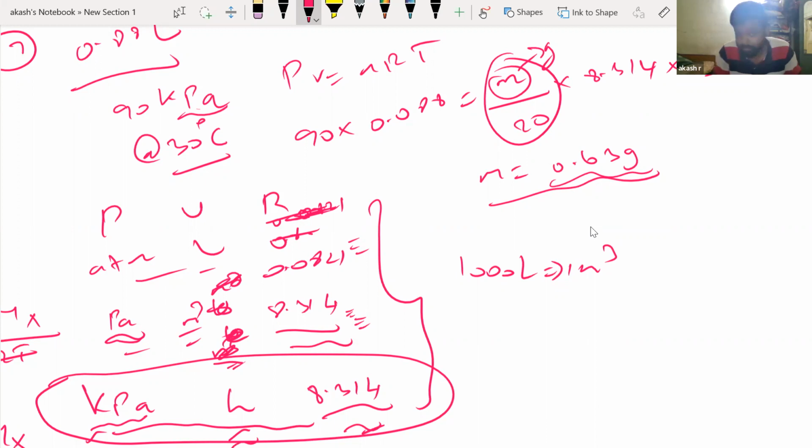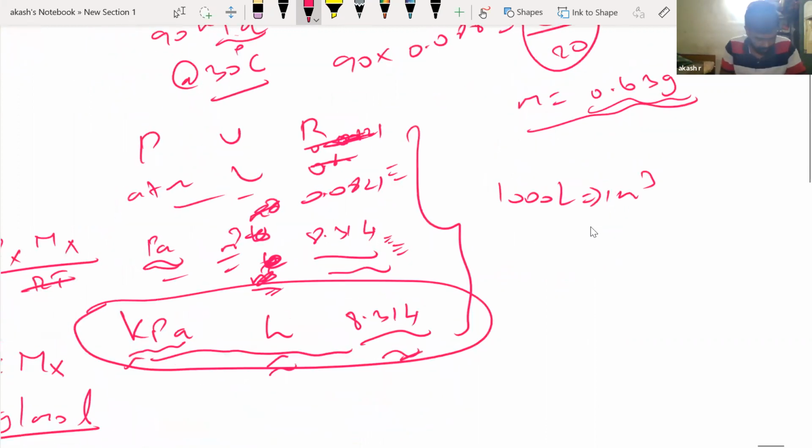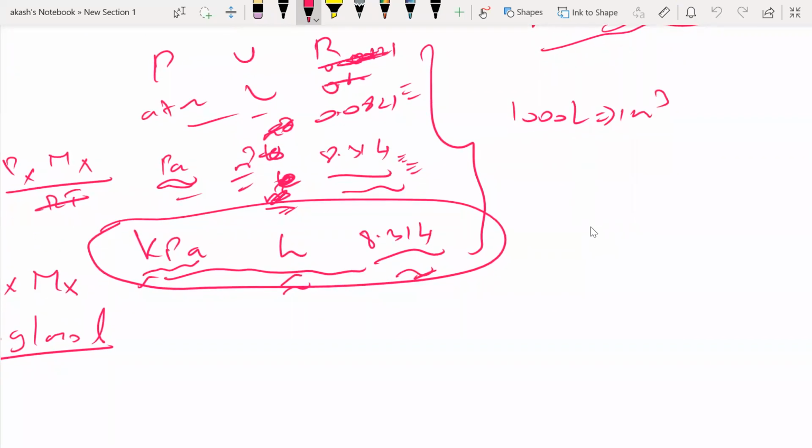Are there any other units of P and V except these? Yeah, we have. Actually, let me give you this. I'll send you a picture, but whom should I send it to is the question. Or let me paste it here so that you can take a screenshot.